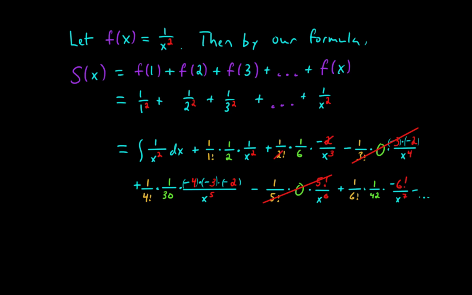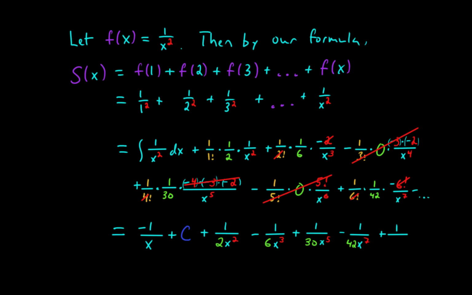And now just to clean up the formula a little bit, making a few more cancellations across, this would equal, now doing the indefinite integral of 1 over x squared dx is negative 1 over x plus some constant c. And then our next term would equal plus 1 over 2 times x squared, and then it would be minus 1 over 6x cubed, and then plus 1 over 30 times x to the 5th, minus 1 over 42 times x to the 7th. And I'll just add one additional term there, plus 1 over 30 times x to the 9th. That would be the next non-zero term that we could very easily calculate.